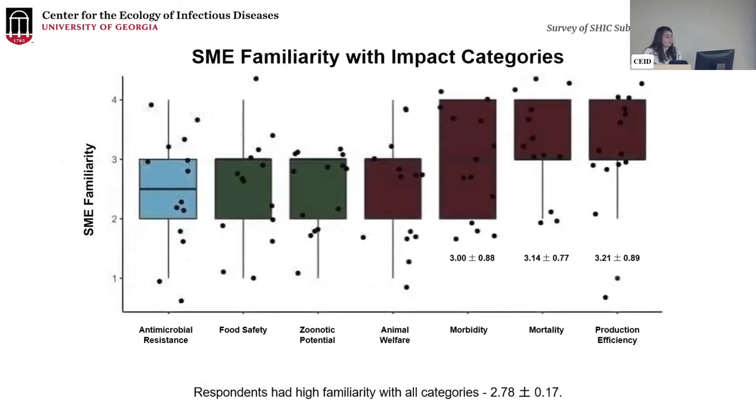If you look at familiarity, it was definitely highest in these industry-related impacts. So animal welfare, morbidity, mortality, and production efficiency. The subject matter experts were less familiar with antimicrobial resistance, food safety, and zoonotic potential.